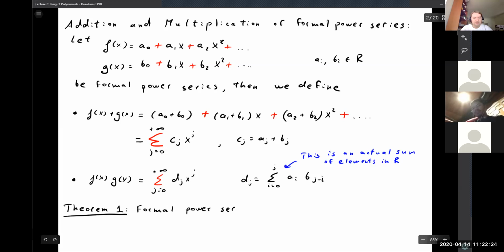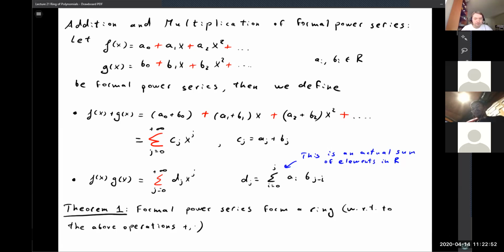Power series form a ring, with respect to the above operations, plus and dot. And this ring is denoted as R double square brackets X.